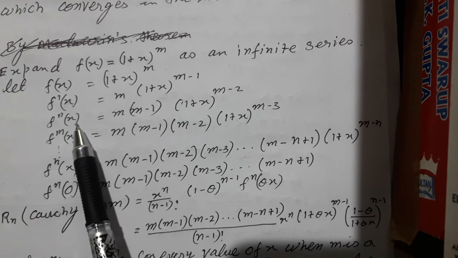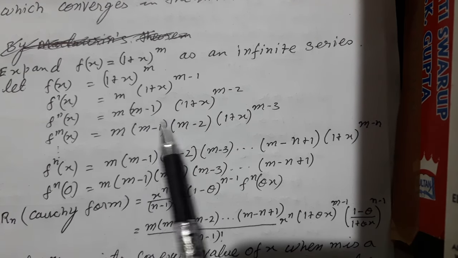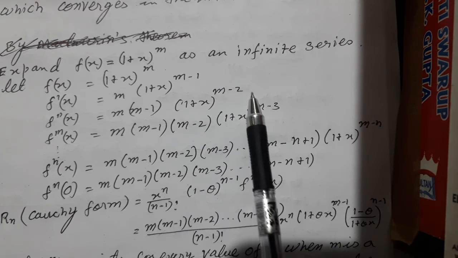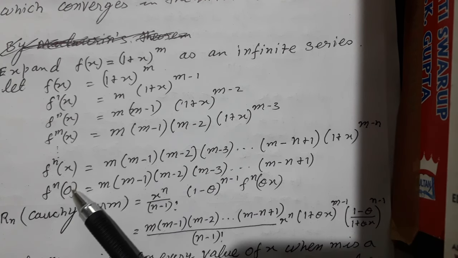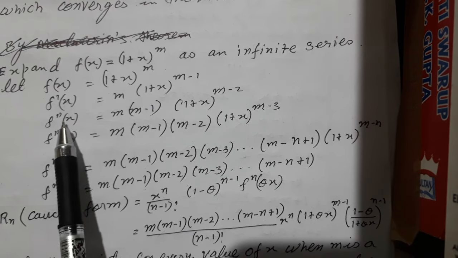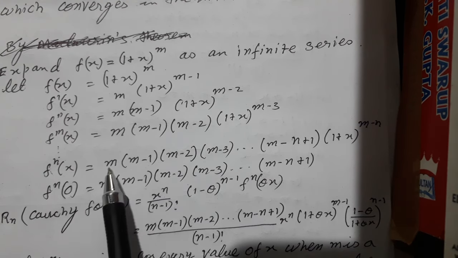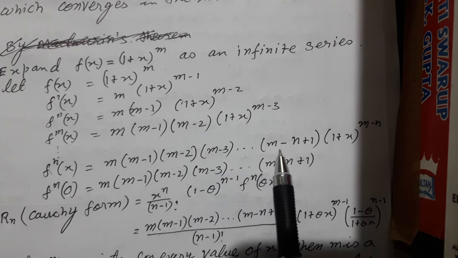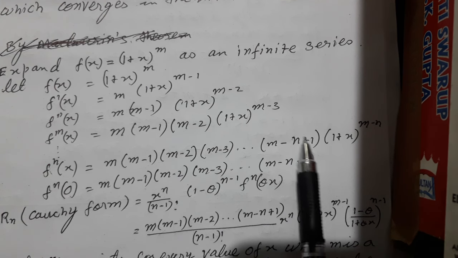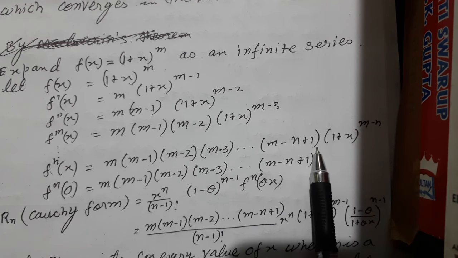Then we take f double dash x, so we get m(m - 1)(1 + x)^(m-2). So we try to generalize this in terms of n. When we have 2, we have here 1. So if it is n, it will be n - 1. So we get m, m - 1, m - 2, m - 3, till m - (n - 1), so m - n + 1.